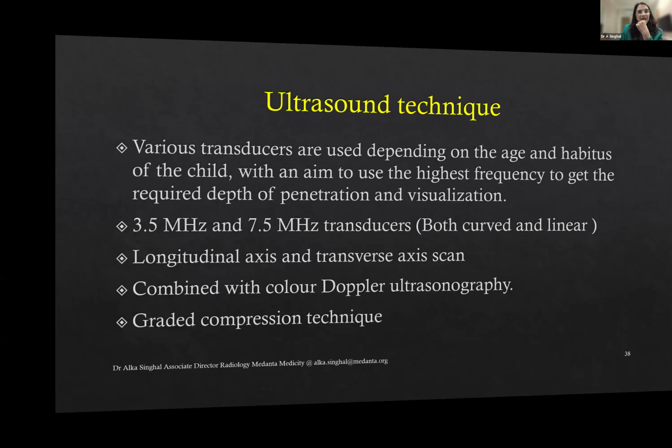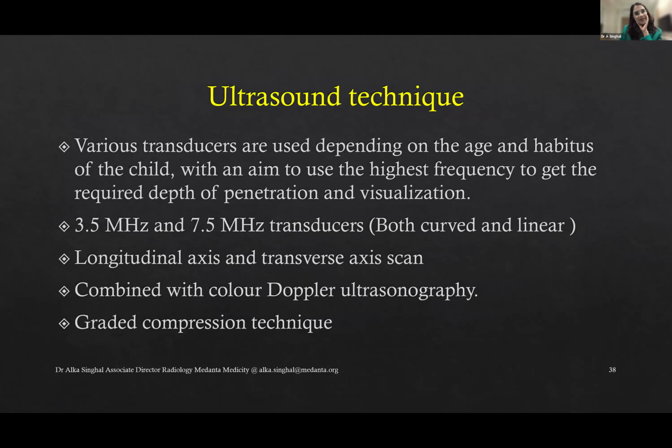Now, coming to acute appendicitis, one of the very commonest causes of acute abdomen, spanning all ages, to be honest. Of course, very common in the pediatric age group. Various transducers are used depending upon the age and the habitus of the child, with an aim to use the highest frequency to get the required depth of penetration and resolution. 3.5 megahertz and 7.5 megahertz transducers, longitudinal and transverse axis scans combined with color Doppler, and we classically use a graded compression technique.